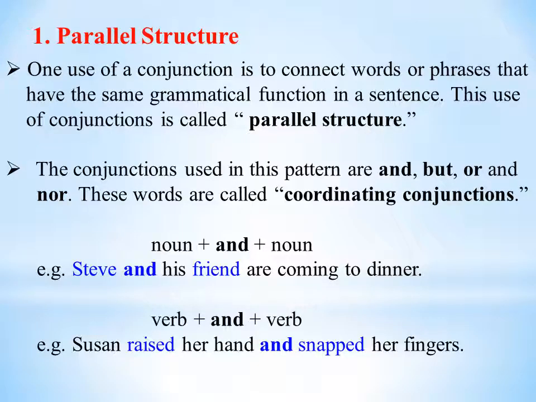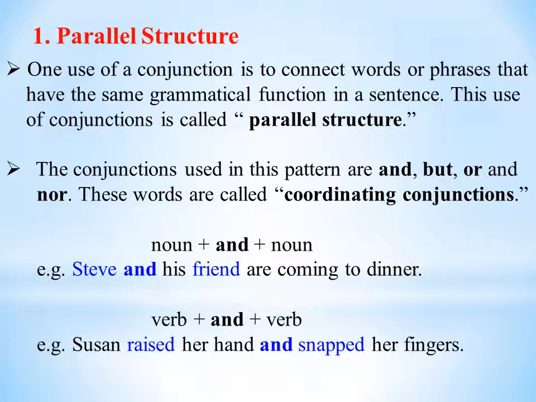Starting with subtitle 1, Parallel Structure. One use of a conjunction is to connect words or phrases that have the same grammatical function in a sentence. This use of conjunctions is called parallel structure. The conjunctions used in this pattern are and, but, or, and nor. These words are called coordinating conjunctions.